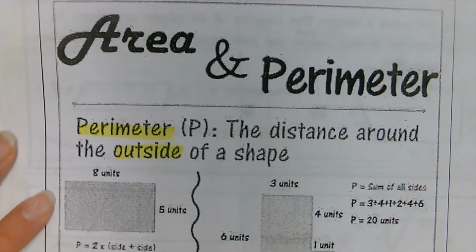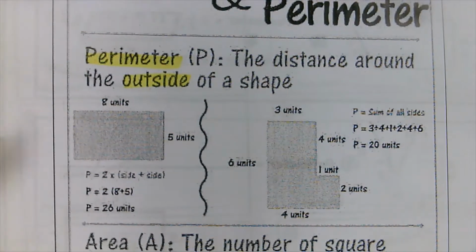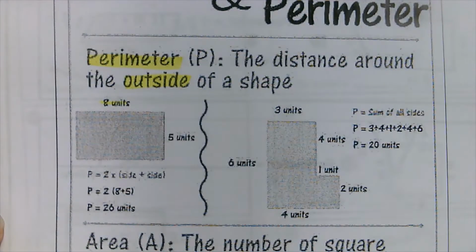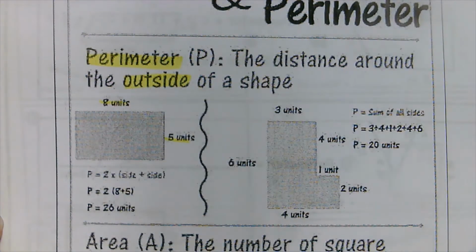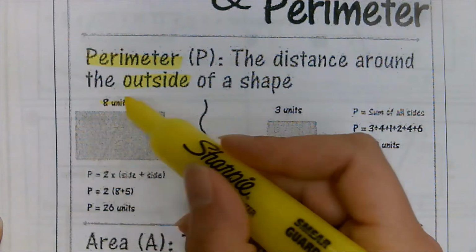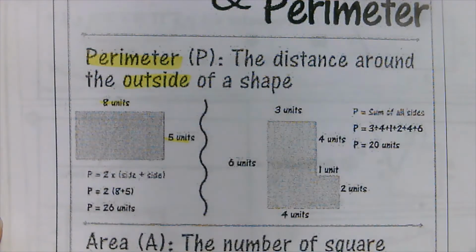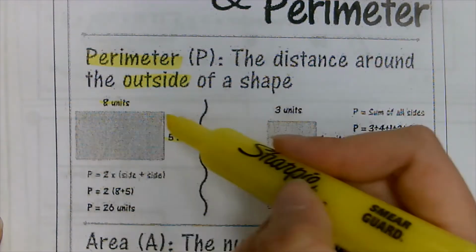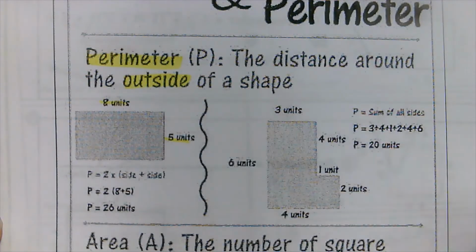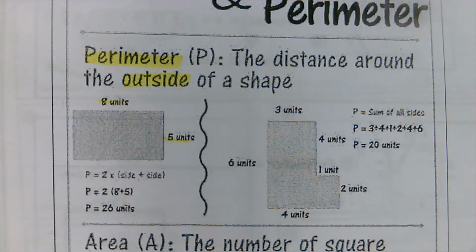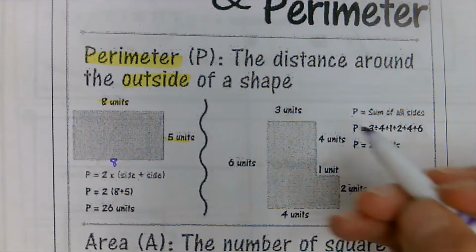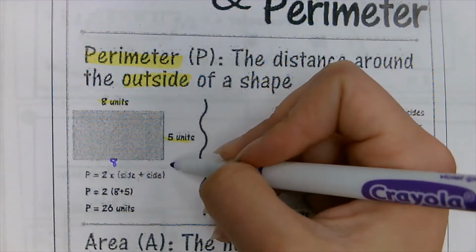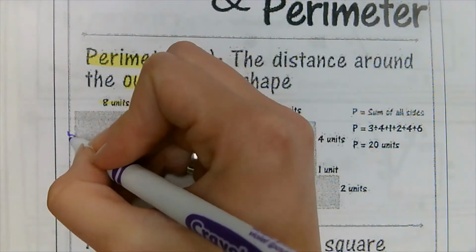So our first example here on the left, this square, has 8 units on the top and 5 units on the side. So it's 8 across and 5 on the side. Well, when we do perimeter, we are adding the distance around the outside. If you notice, this shape has 2 parallel sides that are of equal length. So if I have an 8 on the top, that also means that I have an 8 on the bottom because those are equal lengths. Same thing here with 5. 5 is the same on that side as it is on this side.